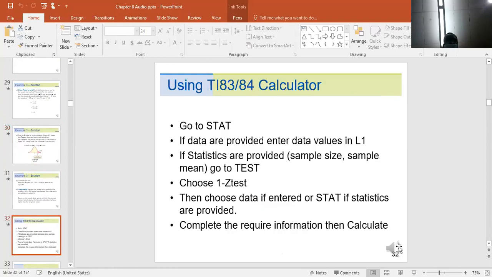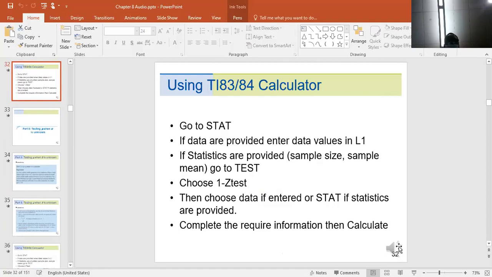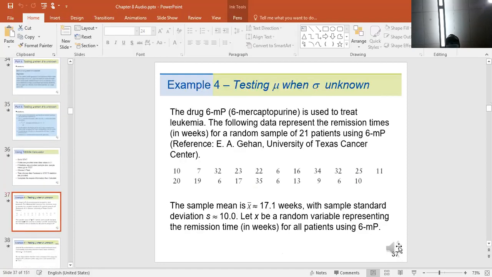So here you see how to use your calculator. Now, another example. I will read this one.